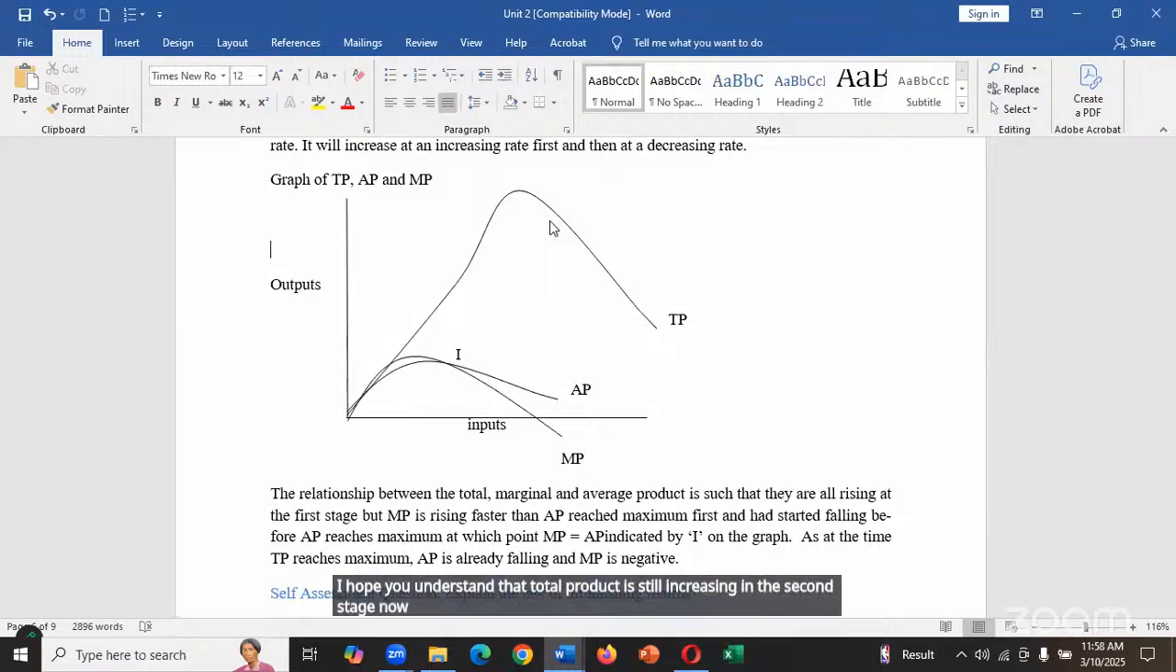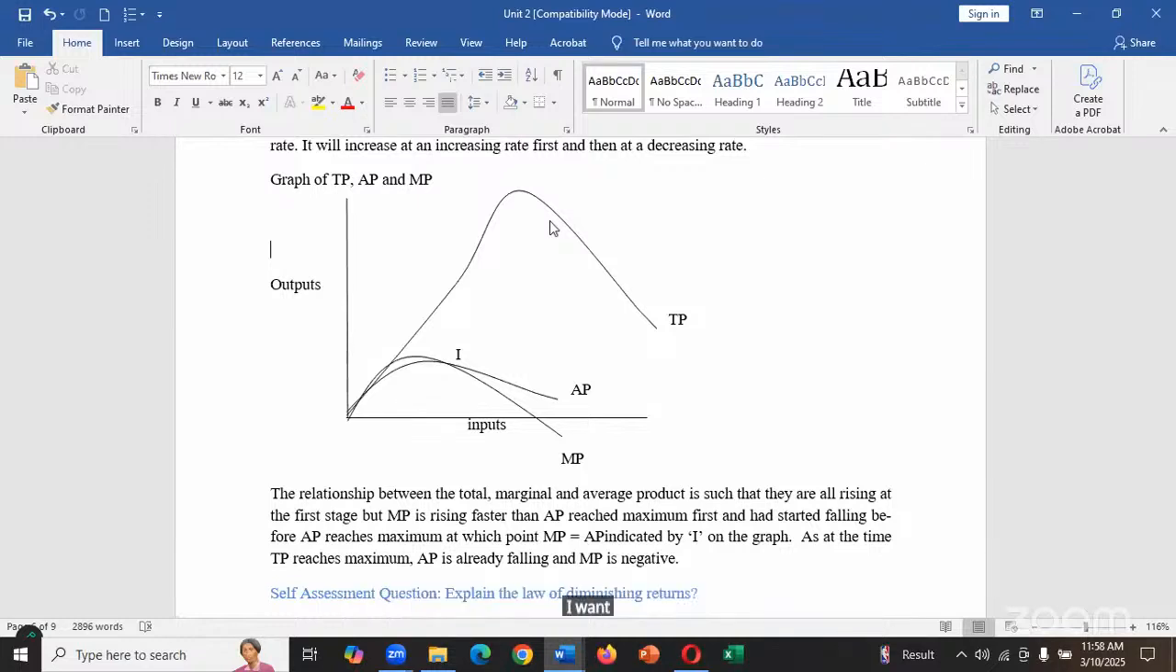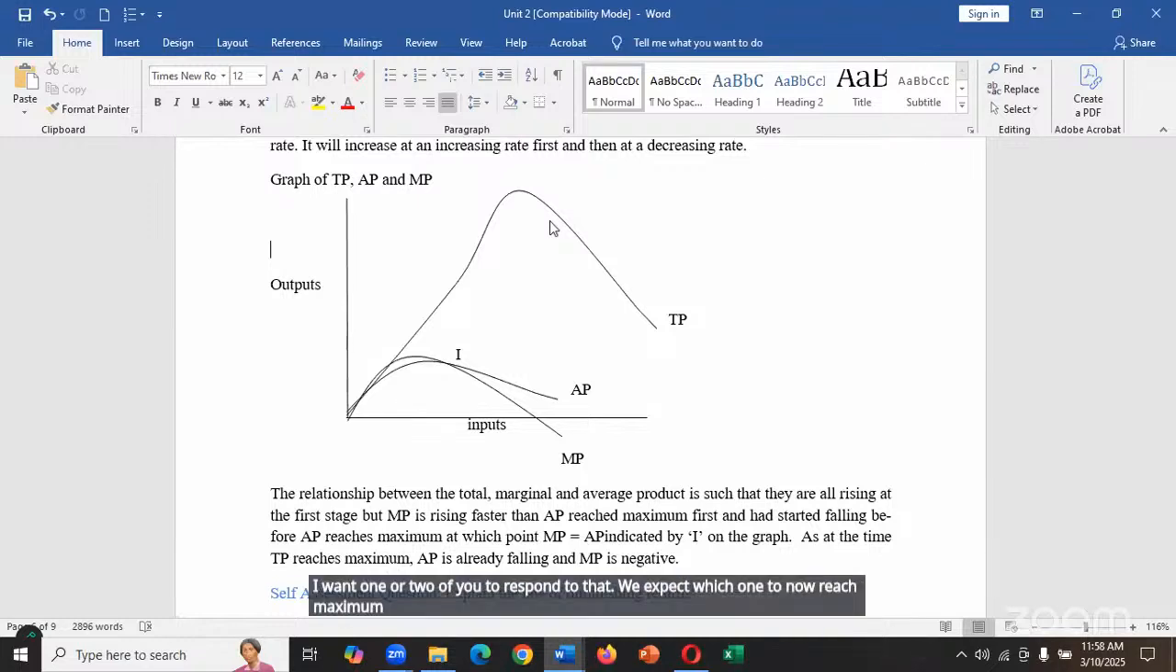Now, in the first stage, marginal product reached maximum. In the second stage, average product reached maximum. Now, that is just to tell you that at the third stage, I will want one or two of you to respond to that. We expect which one to now reach maximum at the third stage?